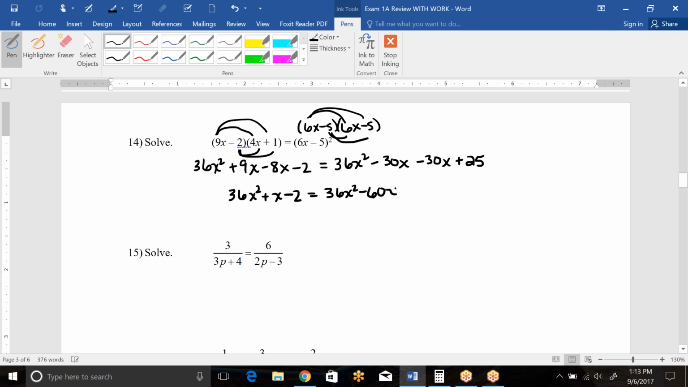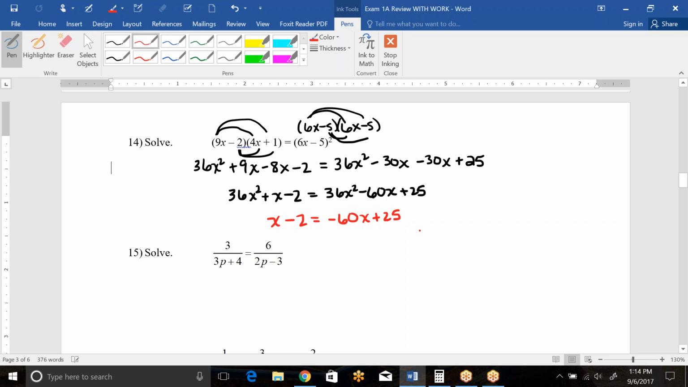minus 60x plus 25. Now it looks like for a minute you have an x squared problem, but they're both 36x squared. So if you try to subtract one over to join the other, they're going to zero out. So actually this ends up just being x minus 2 equals negative 60x plus 25. And that's from subtracting the 36x squareds over to join each other. They cancel each other out on both sides.